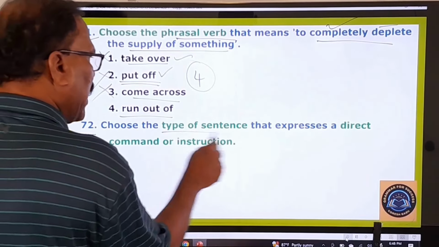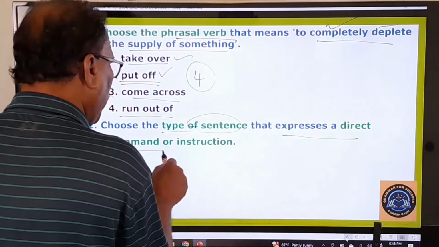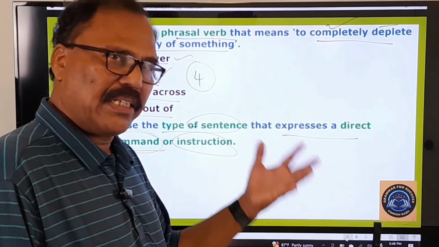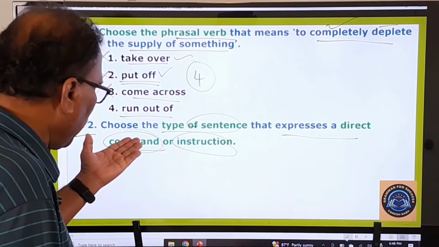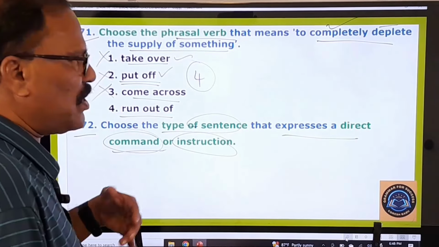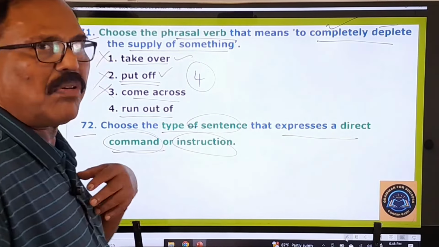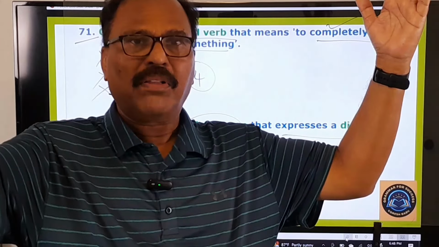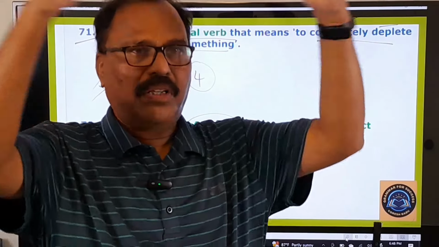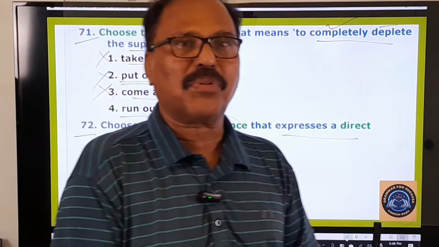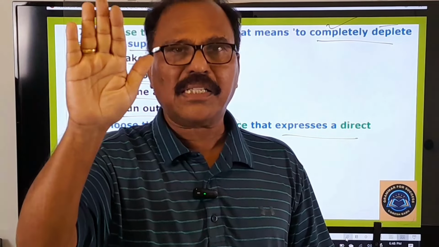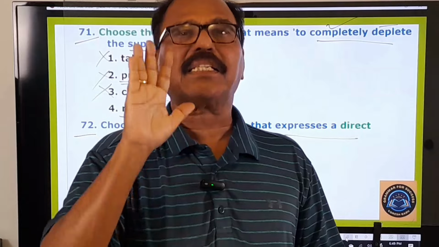22nd one. Choose the type of sentence that expresses a direct command or instruction. In my previous video that I uploaded yesterday, I also explained about this command and instruction. You know very well about the types of sentences. We have 4 kinds of sentences. In the entire English language, you can come across only 4 kinds of sentences: assertive sentence, interrogative sentence, imperative sentence, exclamative sentence.